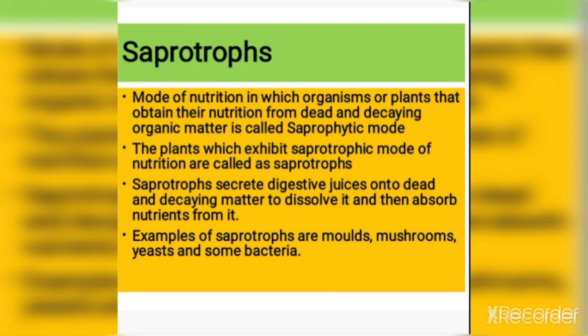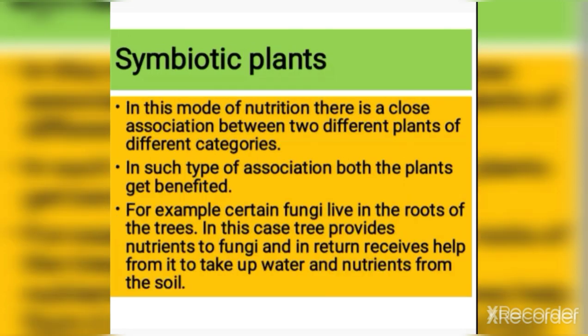And the last mode of nutrition is symbiotic. Let us discuss symbiotic plants and the symbiotic mode of nutrition. In this mode of nutrition, there is a close association between two plants of different categories. In such an association, both the plants benefit. Here, both the plants depend on each other for their nutrition.